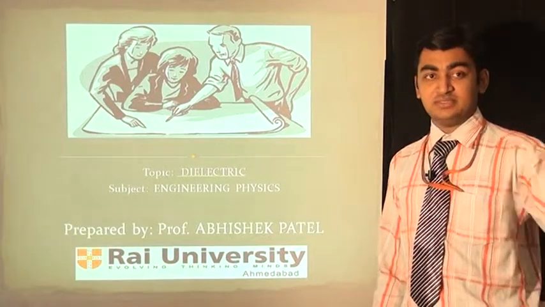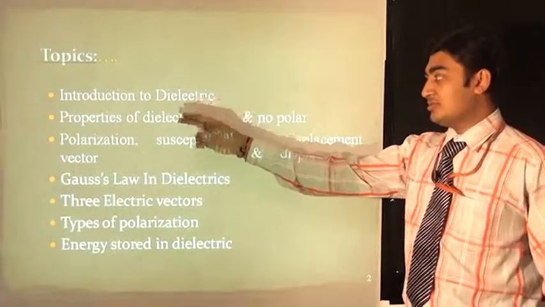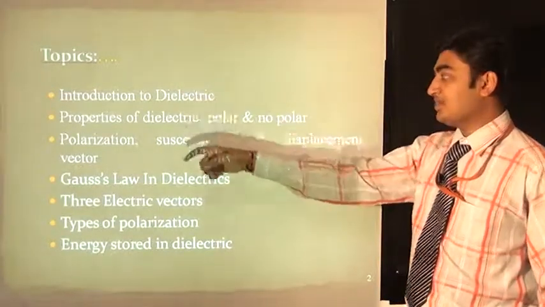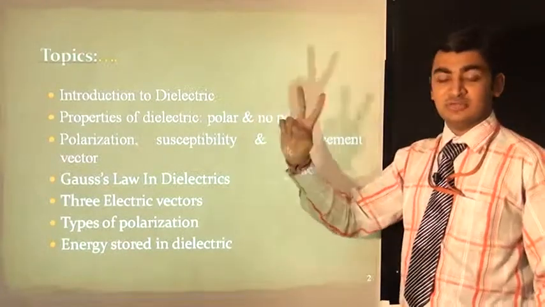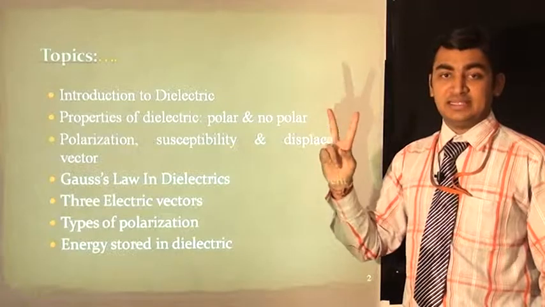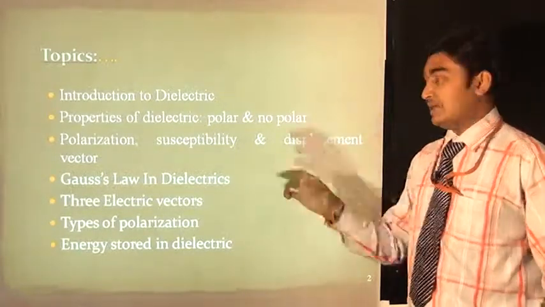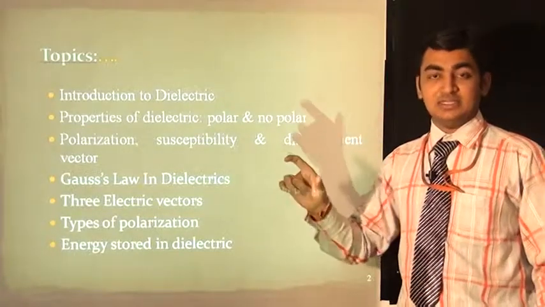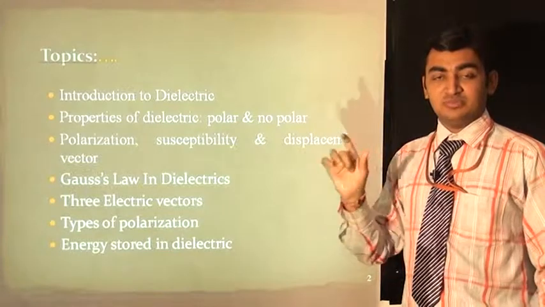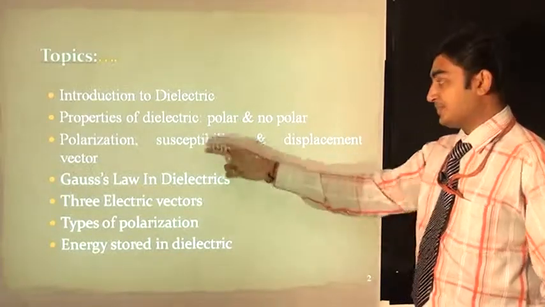My topic is dielectric. I will introduce what a dielectric is and the properties of dielectrics. It is polar and non-polar. There are two types of material in dielectric. One is polar, which has positive and negative poles, and the second is non-polar. In this case, there are positive and negative poles, but they are not separated without applying an electric field.